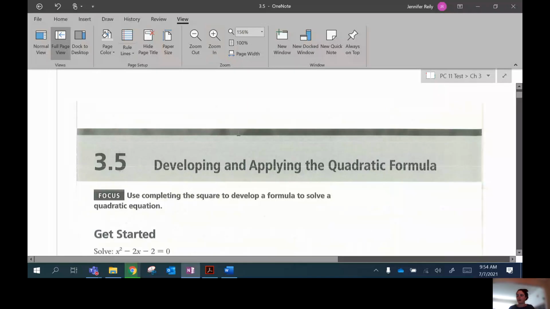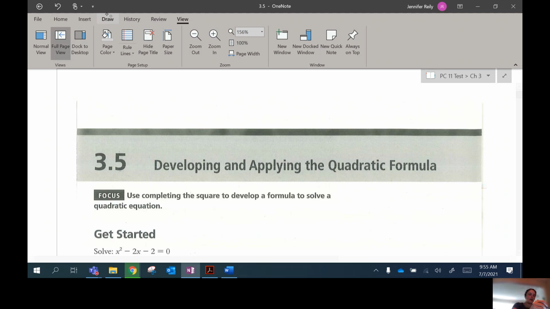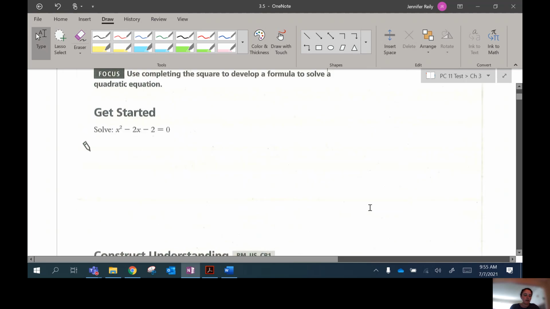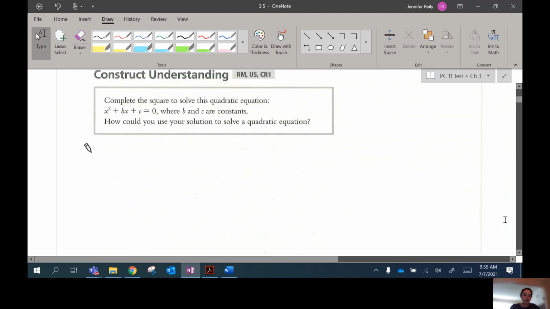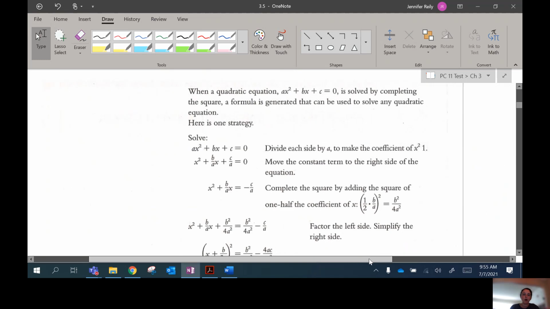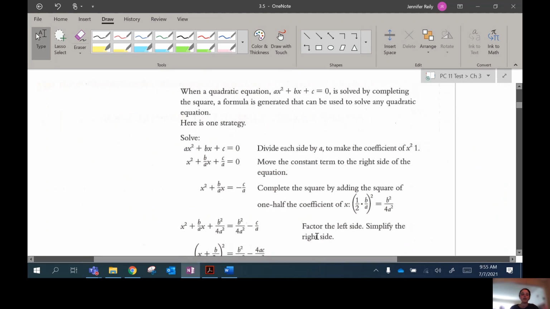Okay, today is the last lesson where we're going to be learning a method to solve quadratic equations. We're going to develop and apply something called a quadratic formula today to solve quadratic equations. We're going to skip the getting started and construct your understanding, and go straight into learning about where this quadratic formula comes from.